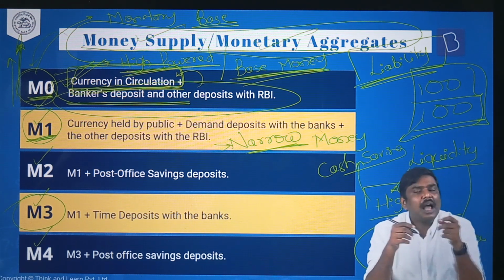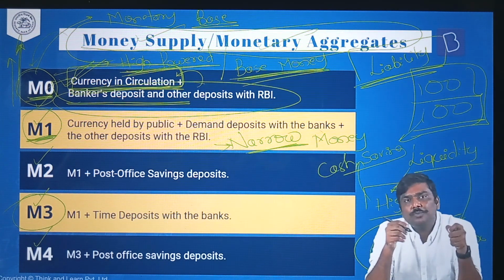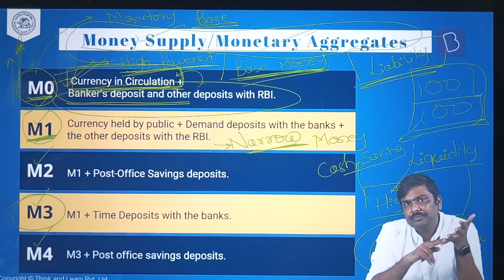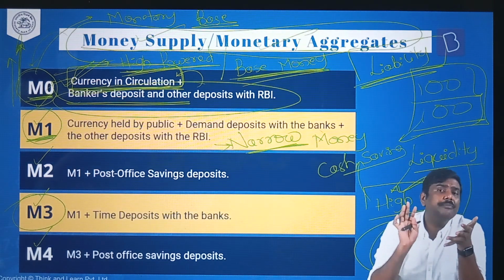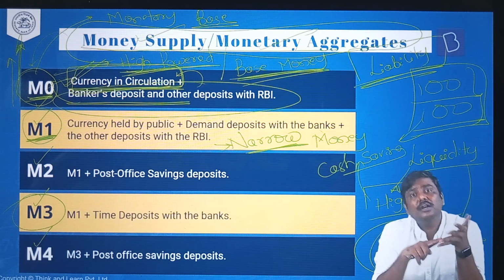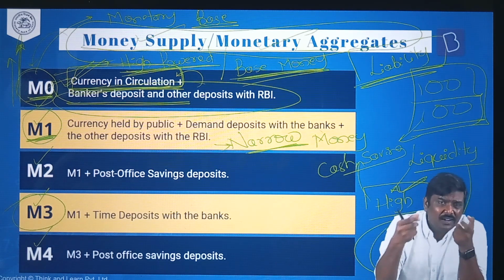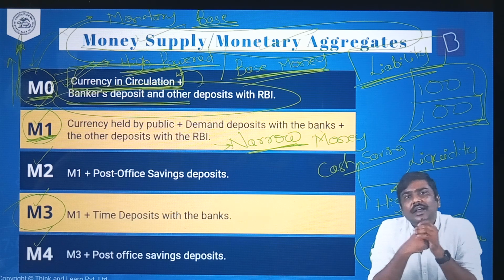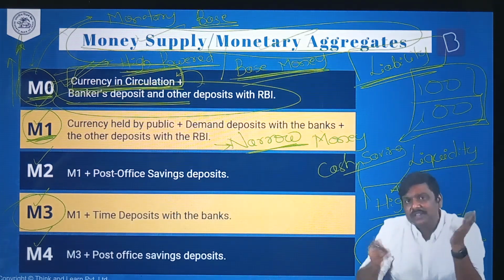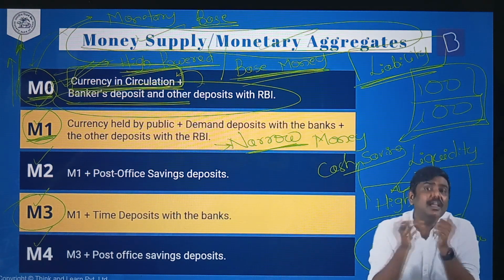What do you mean by this? I've kept 100 rupee in a savings bank account. I can withdraw it at any given point of time. I can go to a bank and withdraw it. I can go to an ATM and withdraw it. Or else I don't have to go to the bank. I can issue a check worth 100 rupees to somebody in the market. So whenever demand arises, I can withdraw this particular amount. Hence the liquidity will be very high.